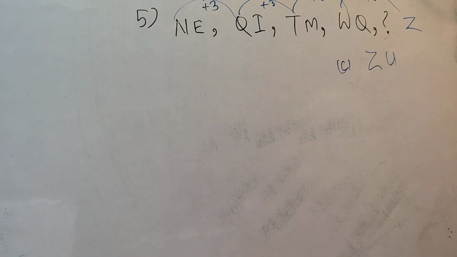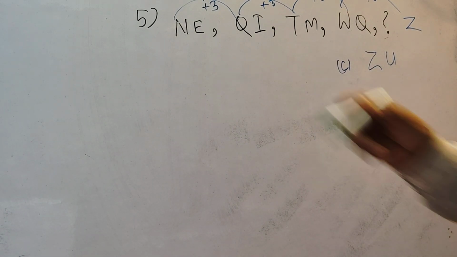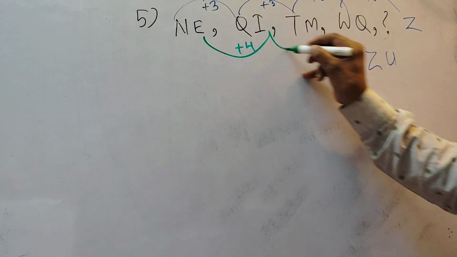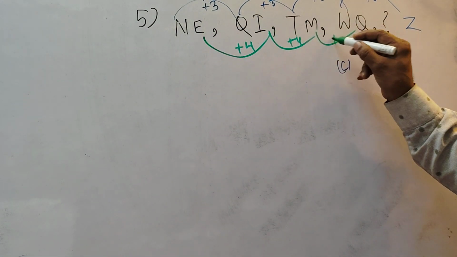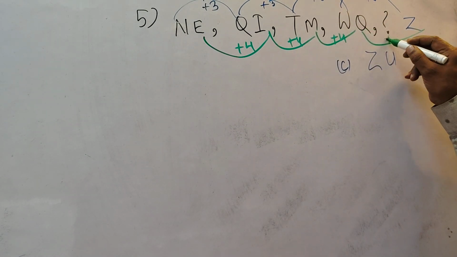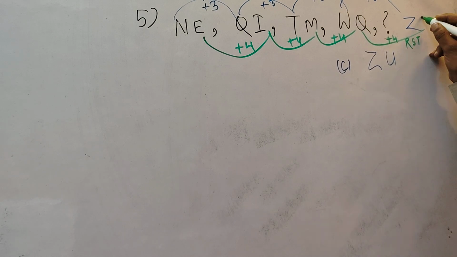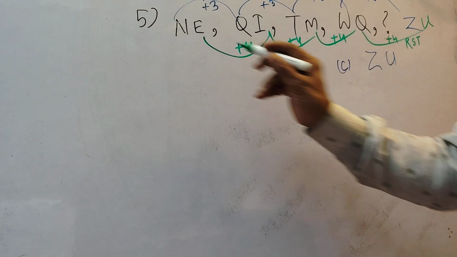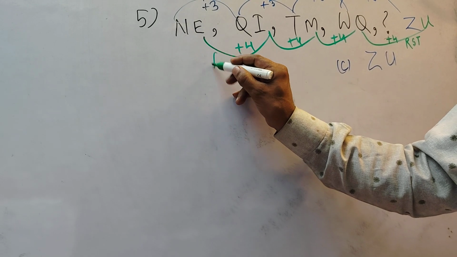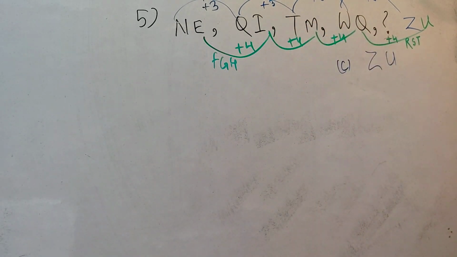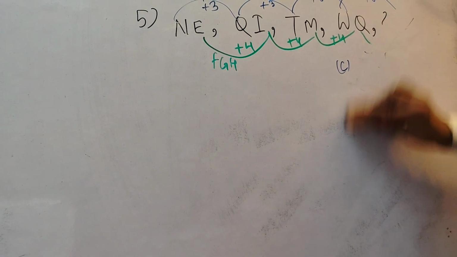Now second series is plus 4. According to plus 4, next one is after Q, R, S, T is missing, then U will come. Because after E, F, G, H, 3 letters are missing, then I is there. So plus 4 is in the second letter and plus 3 is in the first letter. So C option is correct. It is not ZV, ZU is correct.